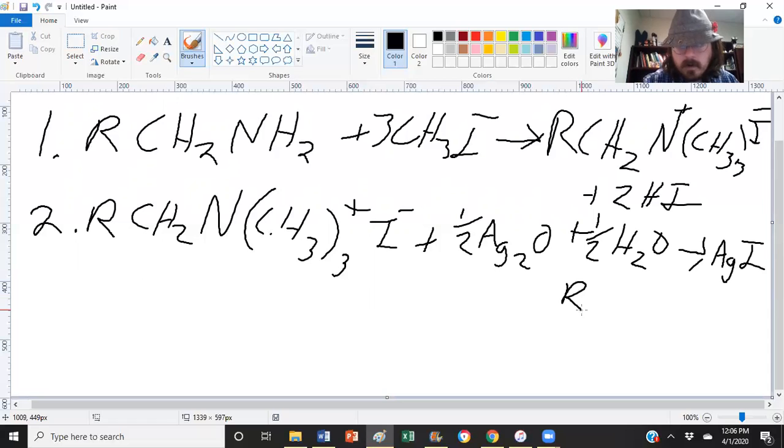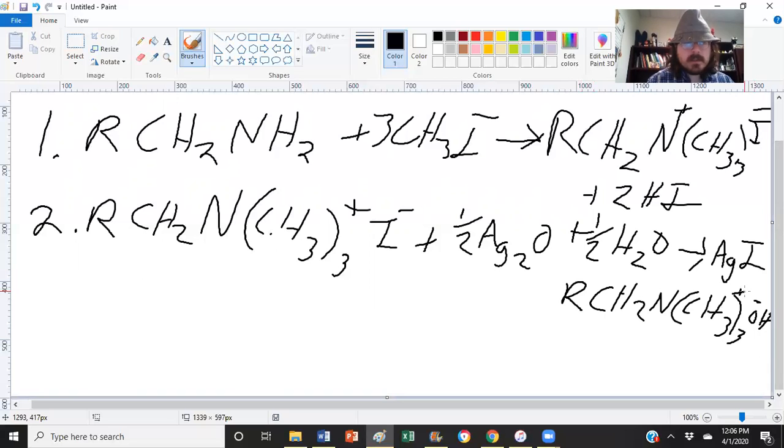We form the product, with the N-plus and the OH minus. All that's still the same. Essentially, we're just removing the iodine and replacing it with hydroxide. The silver iodide crashes out as a solid. So this is now a good leaving group.